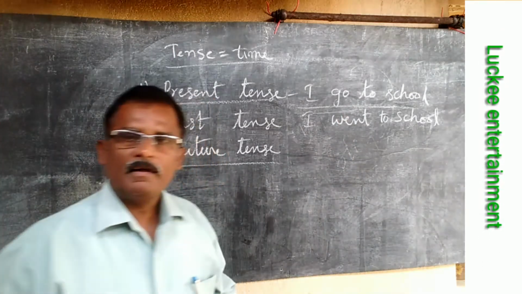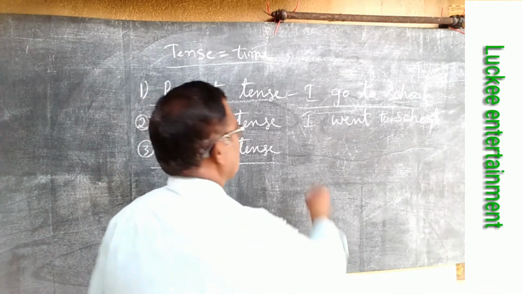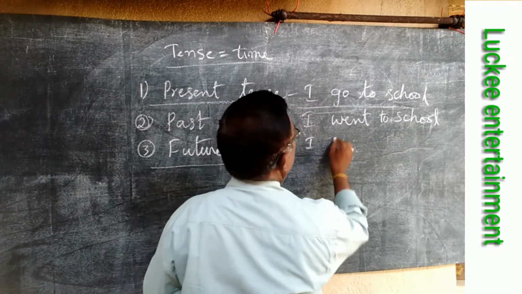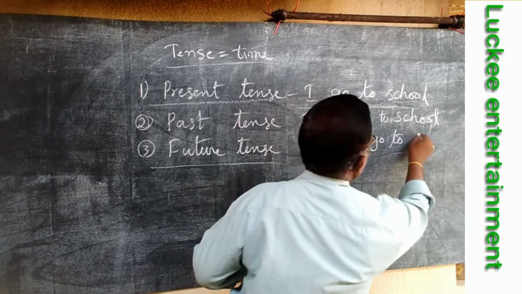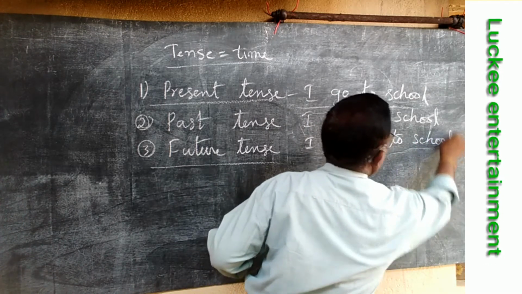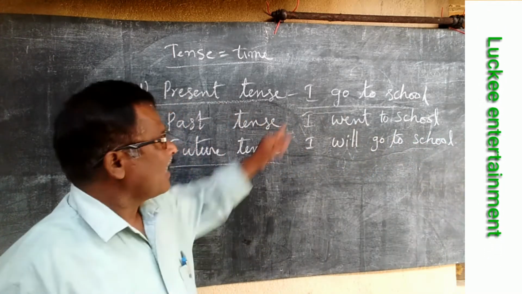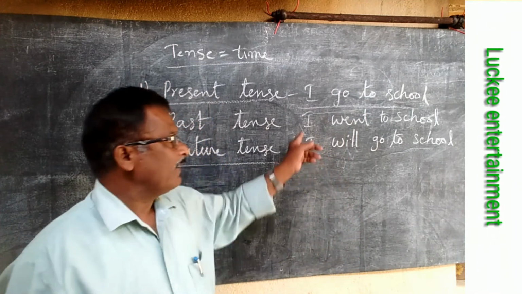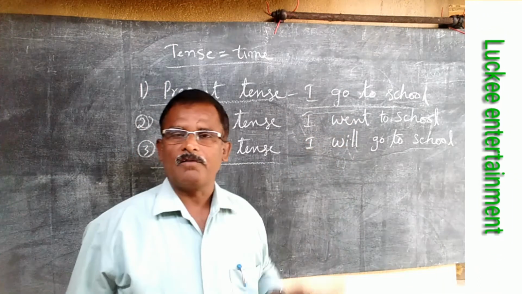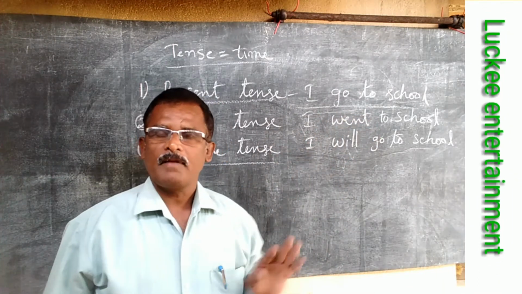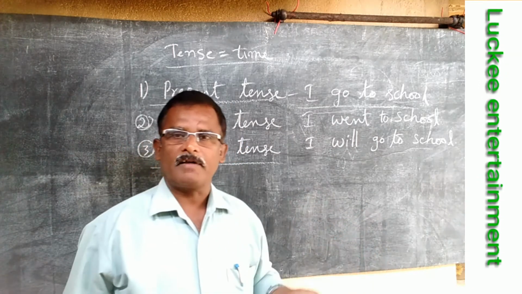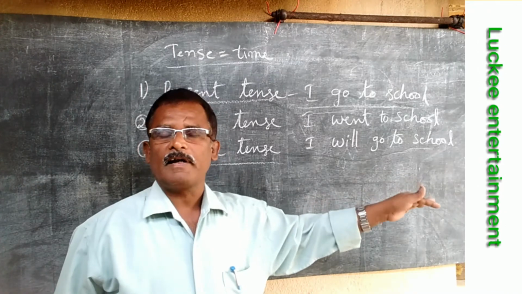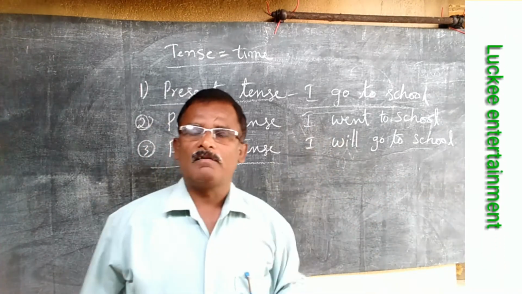Let us see the future tense. I will go to school. I go to school, I went to school, I will go to school. I go to school ante emi? Nenu school ku velthanu ani. I went to school ante nenu school ku vellanu ani. I will go to school ante nenu tarvata school ku velthanu ani.